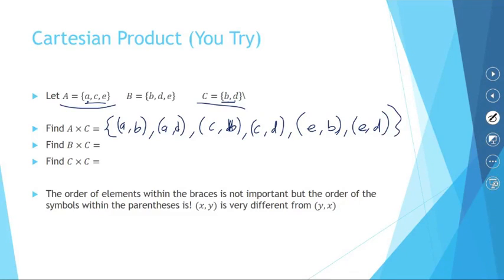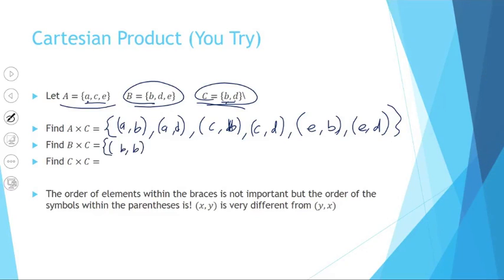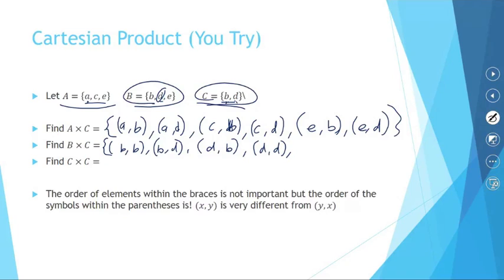B and C, you're combining these two. So you'll have B with B. B with D. Then we'll do D with B. D with D. And then E. E with B. And E with D.